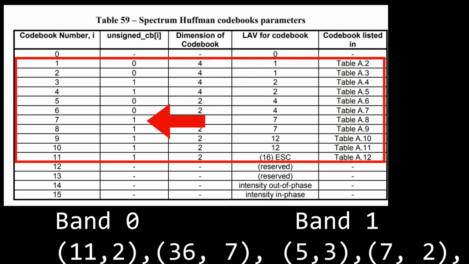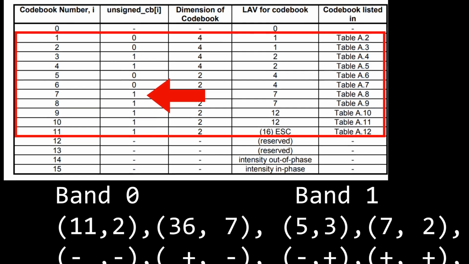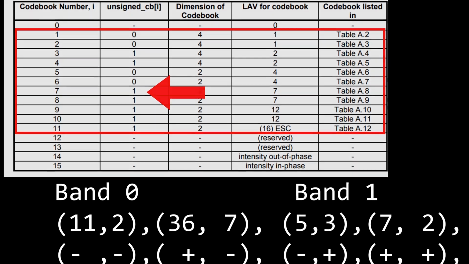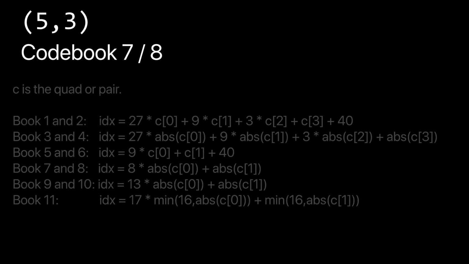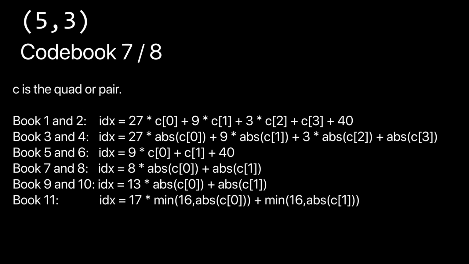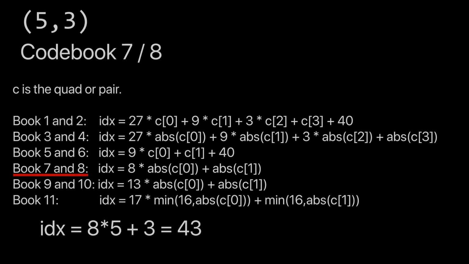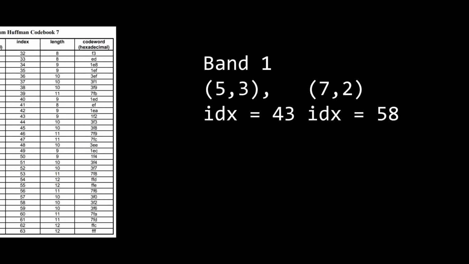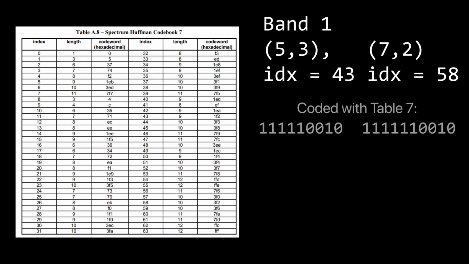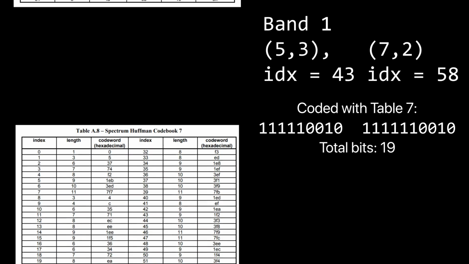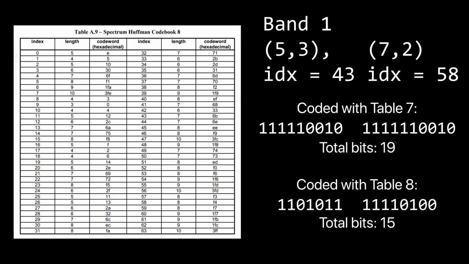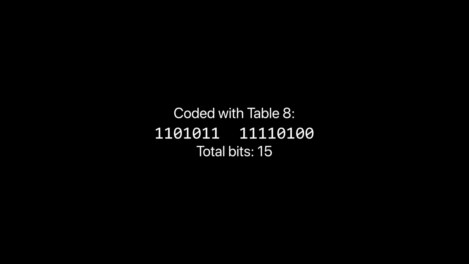If unsigned CBI is 1, that means we will only be coding the absolute values, and we'll have to separate our signs for now. Next, we will assign an index to our pairs or quads, so we'll know which code to use. This is how we'll map the coefficients to the index, depending on which codebook we're using. Now that we have an index for each group, we will use the codebook to find the code using the same method as before. Add up all the codes and determine the total bit length. Do this for both codebooks. Finally, keep the code with the least bits.